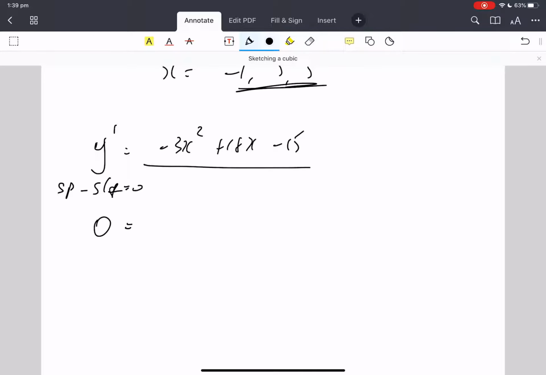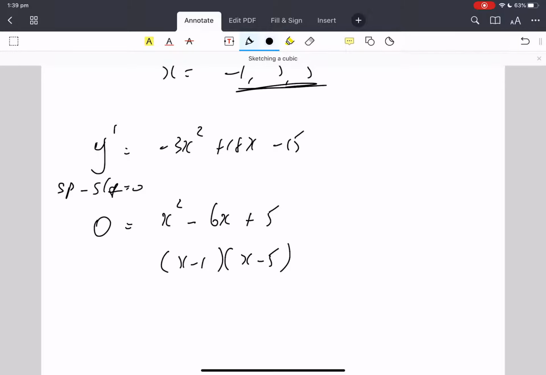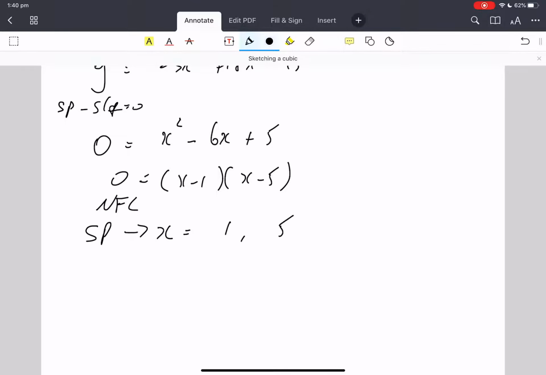Let's just divide by -3. That will be x squared plus 5. X minus 1, x minus 5. So we get stationary points where x equals 1 or 5. Specifically 1 and 5.